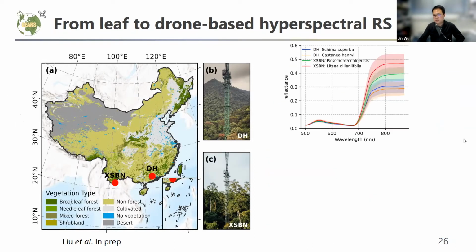And here are some preliminary results. For example, the top right panel shows the hyperspectral reflectance for three example species, two from each site. Overall, you can tell there is not large variation in the visible light, but in the near infrared light, there is still large variation across different species.